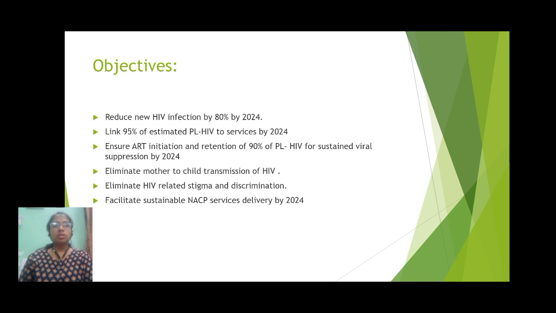Objectives of this program: reduce new HIV infection by 80% by 2024, link 95% of estimated patients living with HIV to services by 2024. Ensure ART initiation and retention of 90% of patients living with HIV for sustained viral suppression by 2024. Eliminate mother-to-child transmission of HIV. Eliminate HIV-related stigma and discrimination. Facilitate sustainable NACP services delivery by 2024.